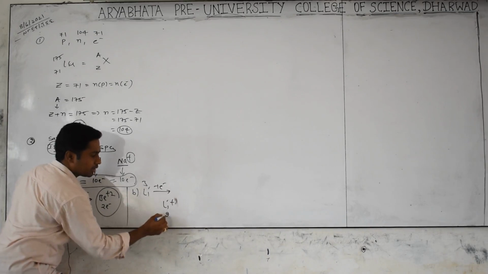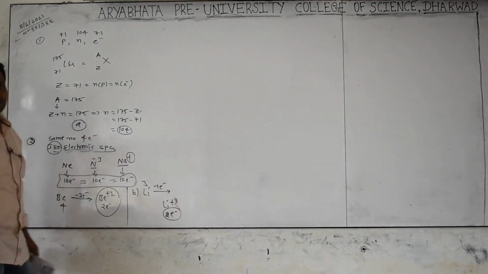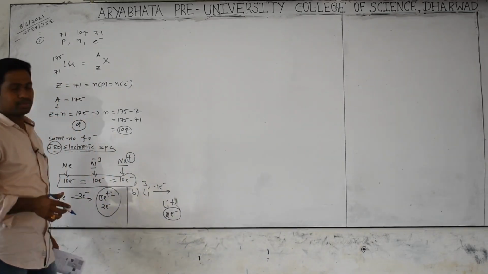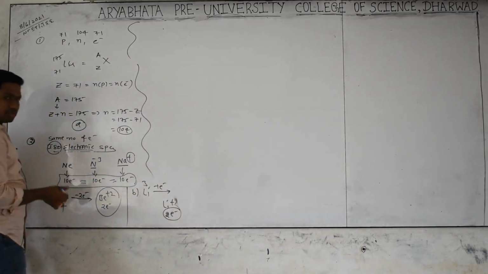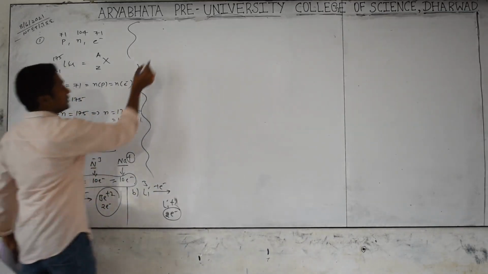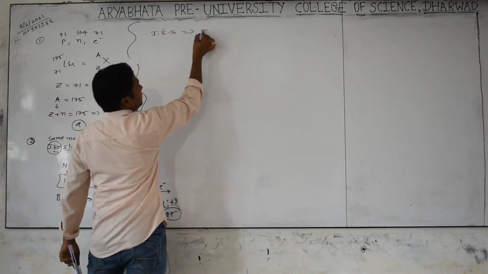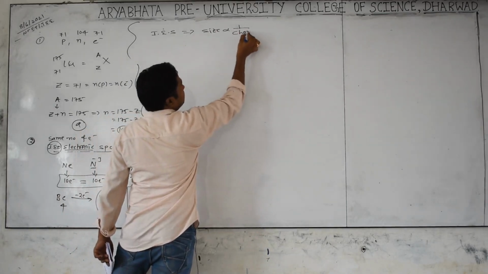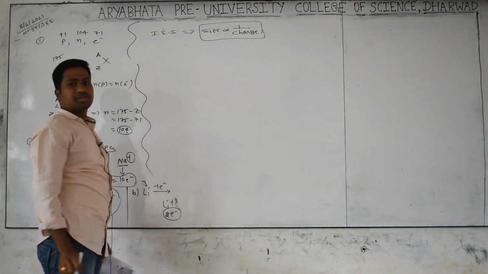Li plus means having how many electrons? 2 electrons. Yes, beryllium plus 2 and Li plus have the same number of electrons, that's why they are called isoelectronic species. If you want to discuss, we can discuss one more thing in the case of isoelectronic species: size is inversely proportional to charge. More charge, small size; small charge, more size.